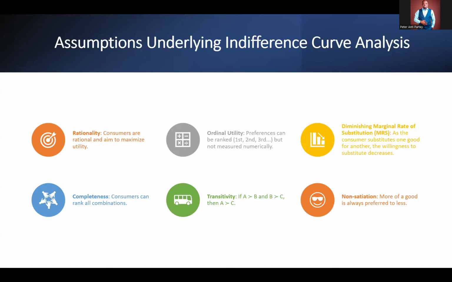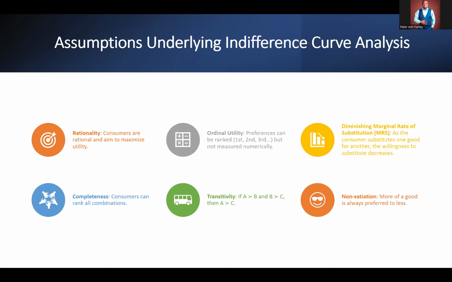Then we have the principle of transitivity. The principle of transitivity says that if you prefer A to B and you prefer B to C, then automatically you should prefer A to C. That is consistency in your preferences. You cannot say that you prefer A to B and B to C, but then you prefer C to A. No, that means that you are not being consistent. And I'll demonstrate this to you when I go back to the board.